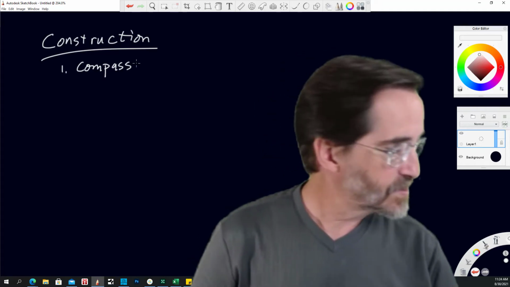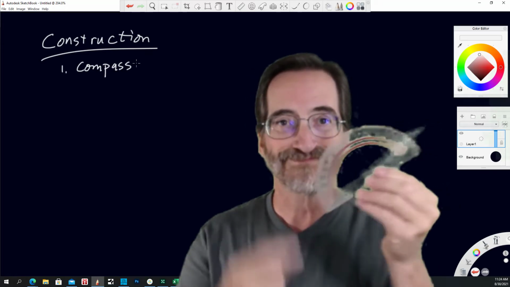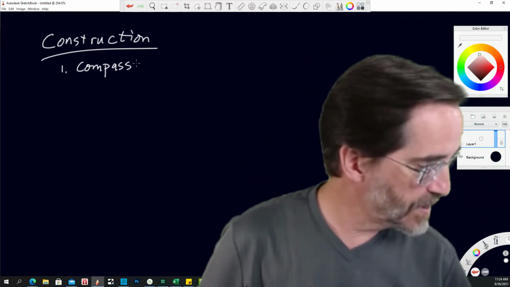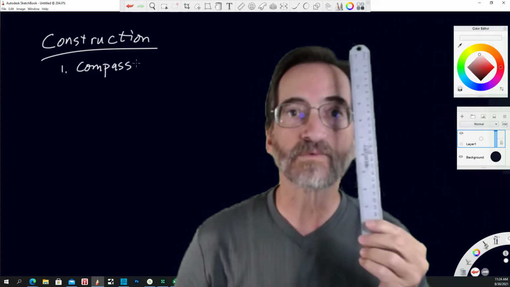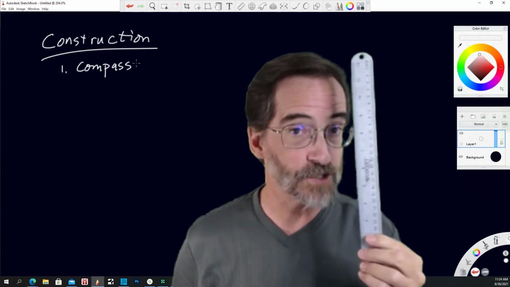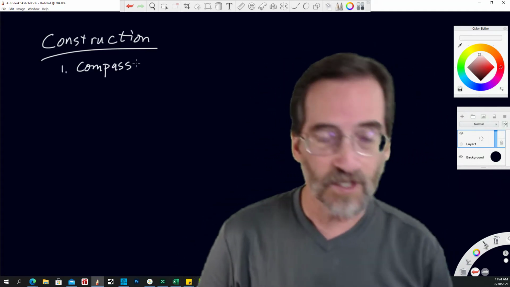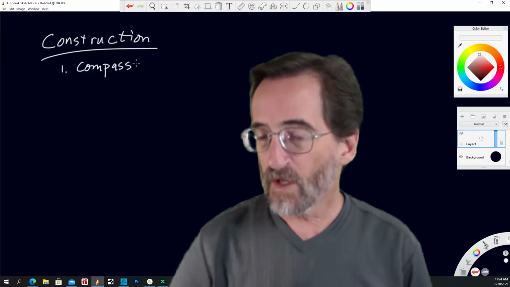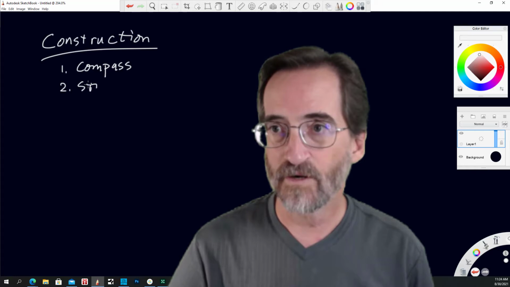What is not allowed is a protractor. What is not allowed is using the markings on your ruler. We don't measure with a ruler in geometric construction land. Only a straight edge and a compass.